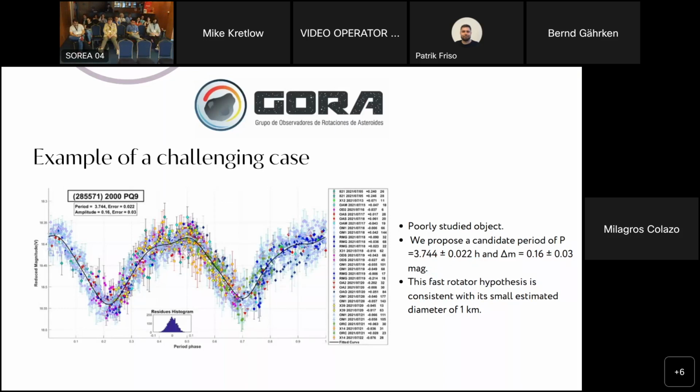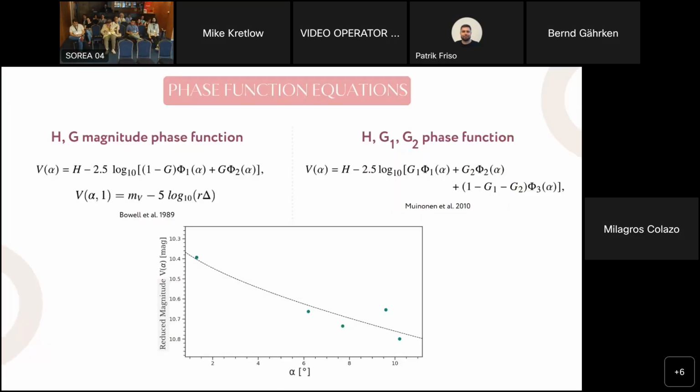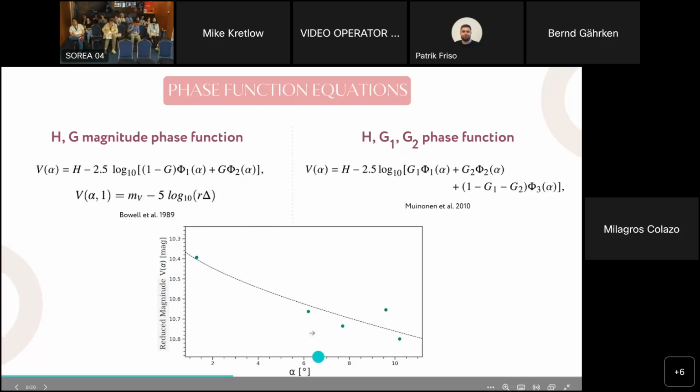Well, this group, as you can see, is very active. We still have observations going on and some papers in the Europlanet Bulletin, which are in the revision process. Another topic, I study asteroid phase curves, not with the amateur group. As you already know, the phase function describes the relation between the reduced magnitude and the phase angle. We can describe this behavior with different phase functions, for example, the HG or the HG1G2.